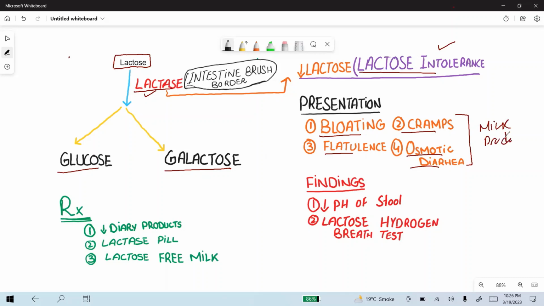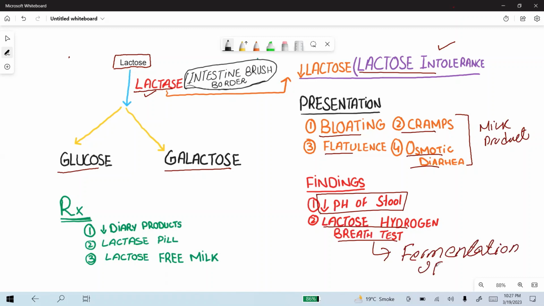Next, the findings of lactose intolerance: the pH of the stool is decreased, and the lactose hydrogen breath test is positive because of fermentation of lactose by bacteria. Next, the treatment of lactose intolerance: decrease intake of dairy and milk products, take lactase pills, and use lactose-free milk in the diet.